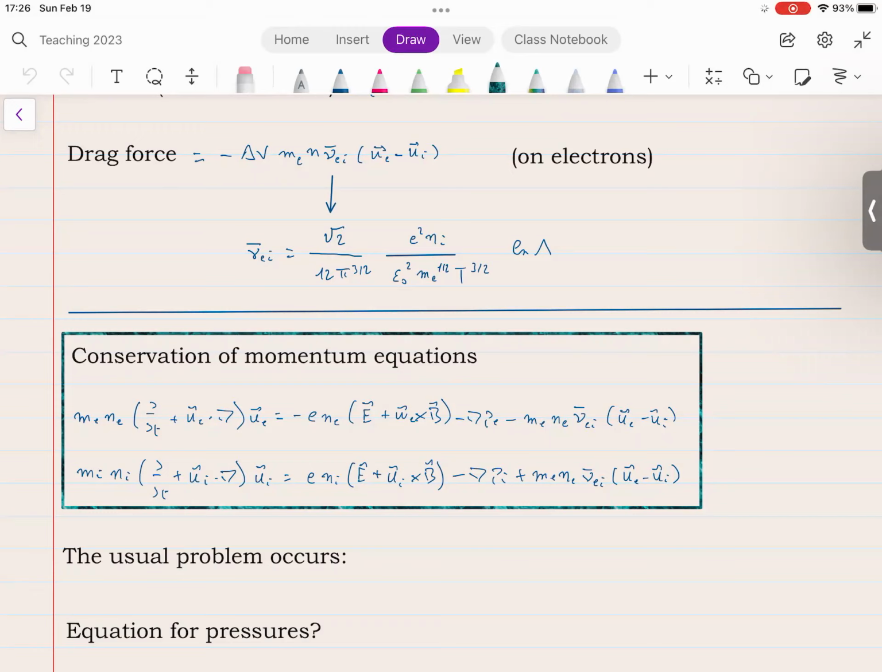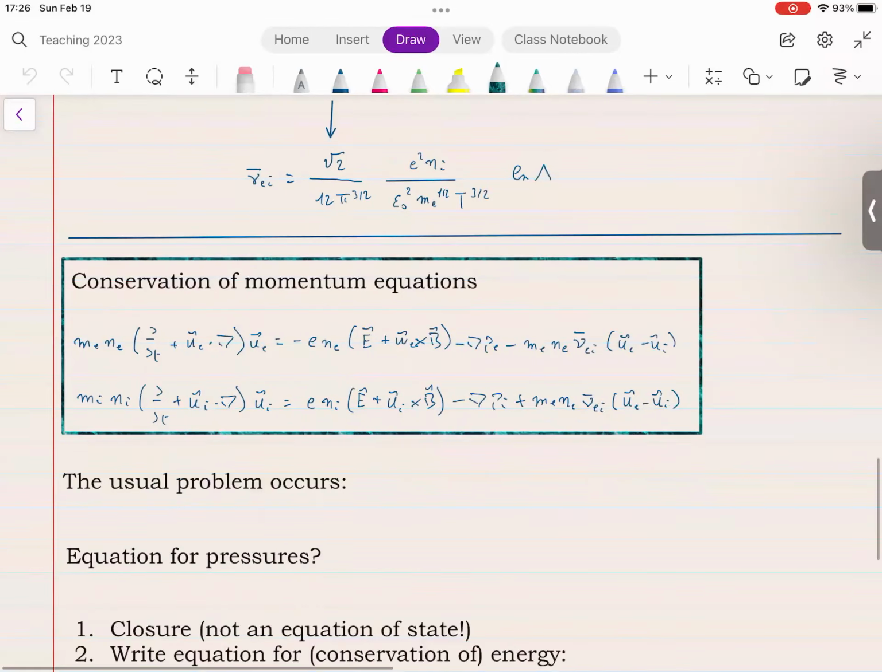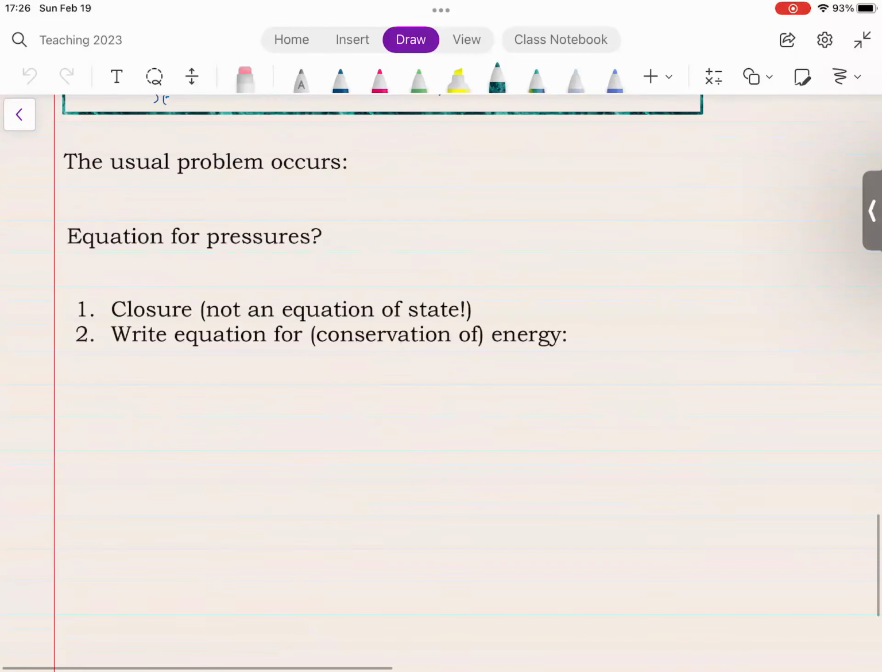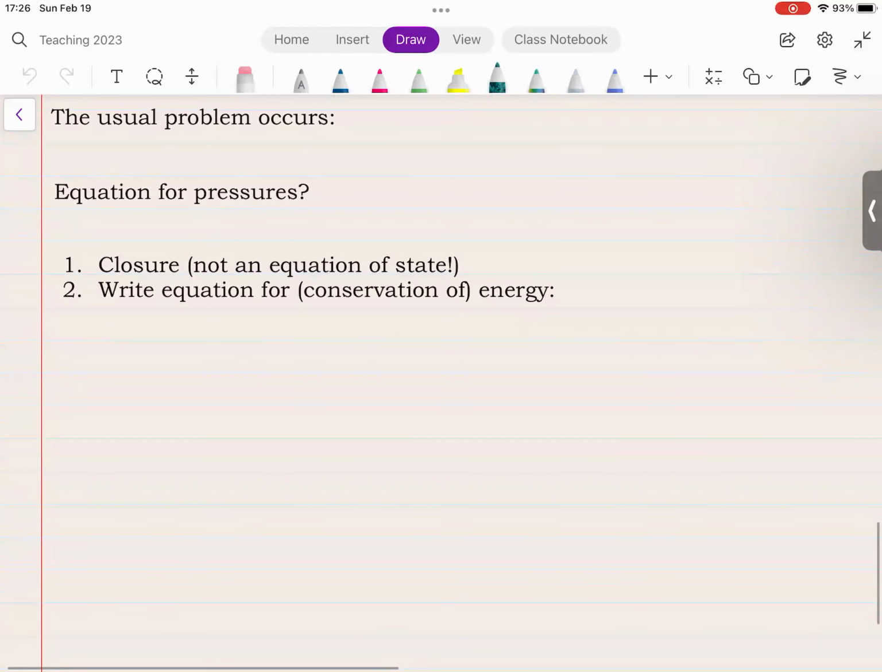It's a bit of work. It's quite a bit of work, actually. Oops, I didn't realize that my text disappeared. All right, sorry about that. So our two options are, again, the closure, which is not an equation of state, and an equation for conservation of energy, or one equation per species. And those will look like this.